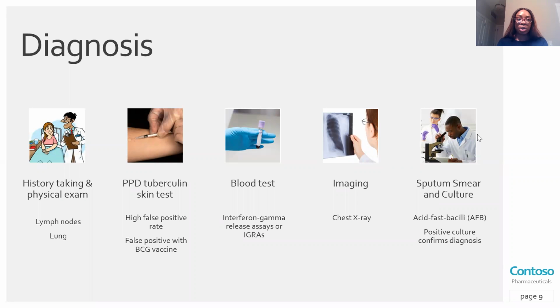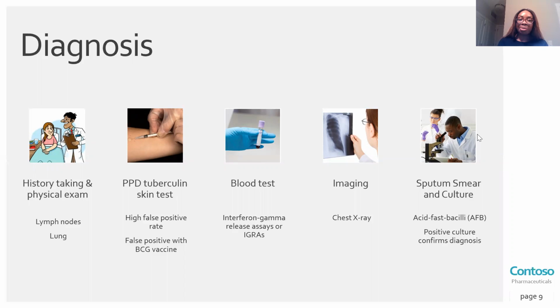To diagnose tuberculosis, the first step is taking a good history and physical exam. So we can check the lymph nodes to see if there's any swelling, and we can do a good lung exam. That includes listening to the lungs for any sounds that may give an idea of what is going on, and also seeing if there's any chest pain with taking deep breaths.